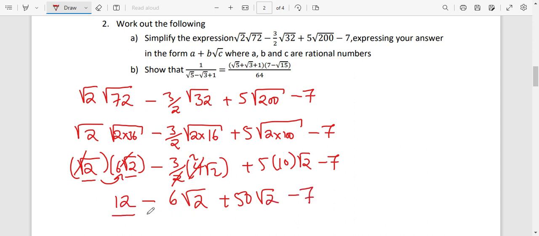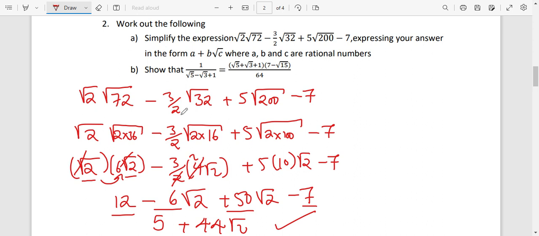Now add like terms. 12 minus 7, that is a 5. Negative 6 square root of 2 plus 50 square root of 2, that is going to give you a 44 square root of 2. Just add negative 6 plus 50. That's a 44. And then put a square root of 2 there. So we have expressed it in the form a plus b root c. Is this okay?